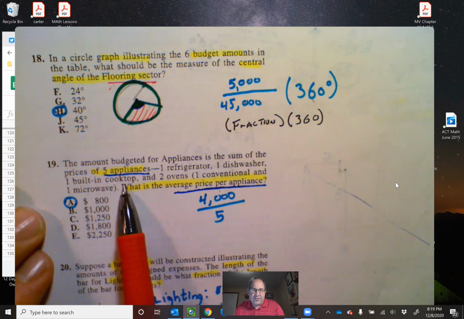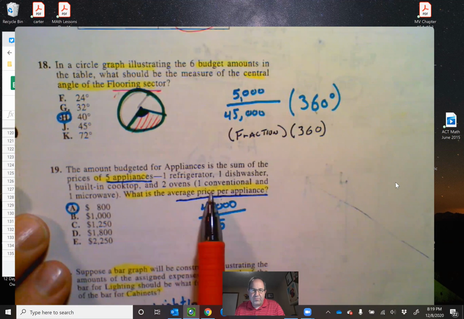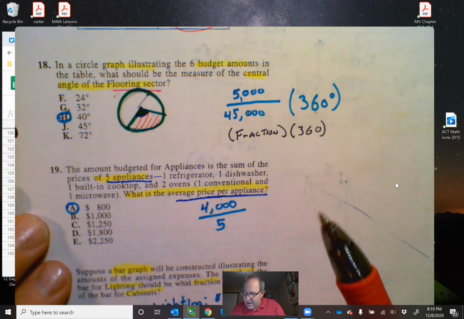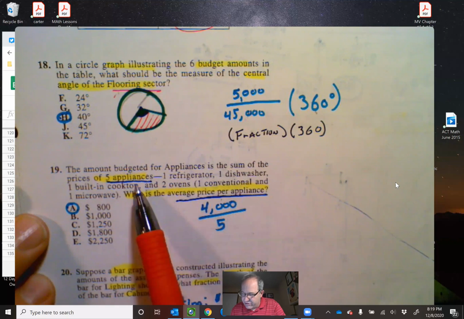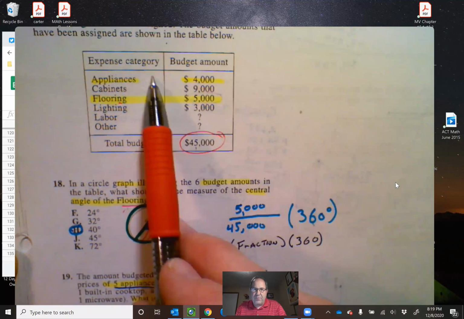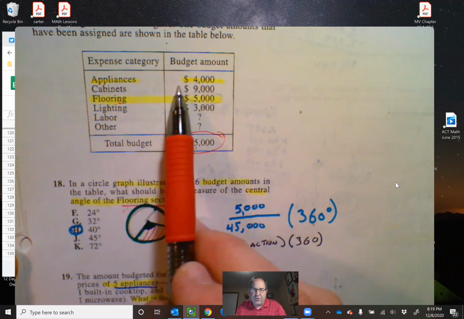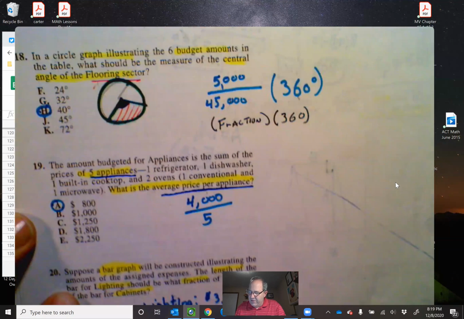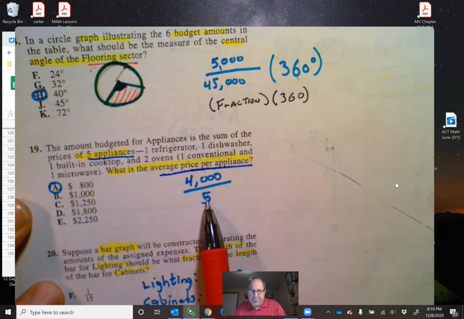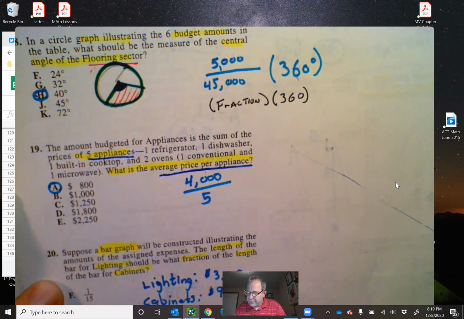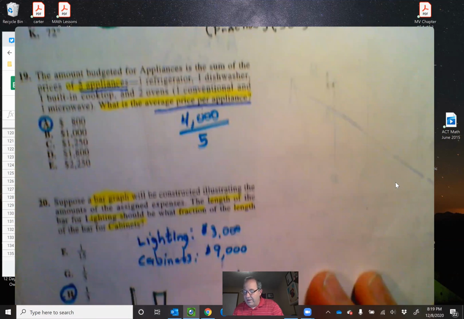Question 19 is asking for what's the average price per appliance. Now it's kind of distracting. They tell us your refrigerator, dishwasher, cooktop, because they're not in here. The table just has $4,000 for appliances. So I just do 4,000 divided by 5. I get A. Toughest one on this is number 20.